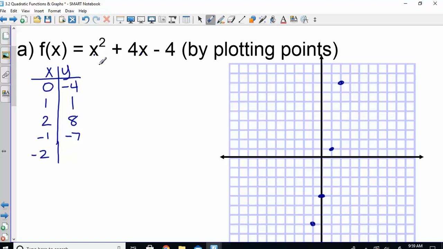Negative 2. Negative 2 squared is 4, plus negative 8 minus 4. So we get negative 8. We're still not there. So if I put in negative 3 squared is 9. Minus 12 is negative 3. Minus 4 is negative 7. Do we have it now?